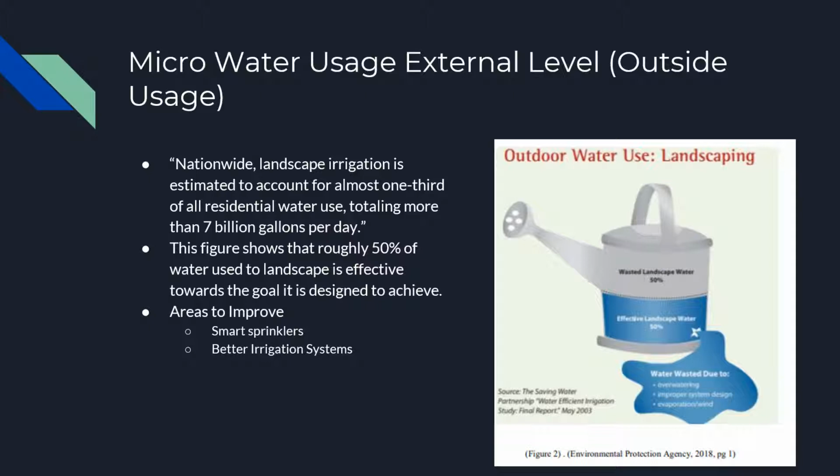So what it's basically telling us is for every 1 gallon of water we use outdoors, another 1 gallon of water is just being completely wasted and not going towards sprinkling the water. So essentially when we do irrigation, or we want to just set off our sprinklers, for every gallon we use to water our plants or water our grass outside, only 50%, so only half of a gallon, is actually being used effectively. Now the areas in which we can improve are by installing smart sprinklers as well as better irrigation systems.